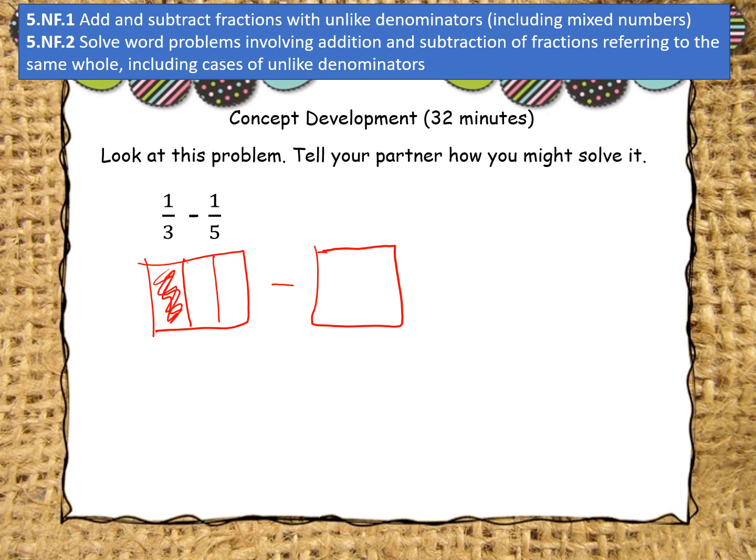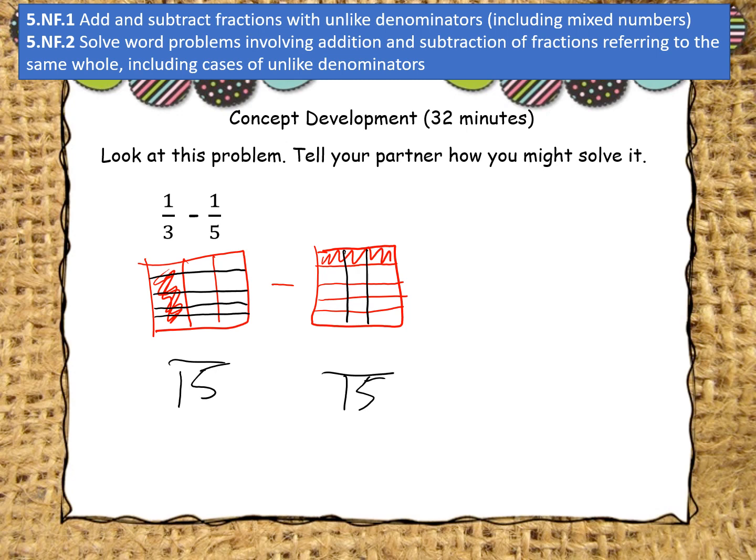1/3. Second place over here, we need to show fifths. 1, 2, 3, 4, 5. And we want 1/5. So to do that using the area model, we need to make sure that we put our fifths over here, and we want to put our thirds over here so we can turn these into a common denominator. So here we have 3, 6, 9, 12, 15. And over here we're going to have 15ths also.